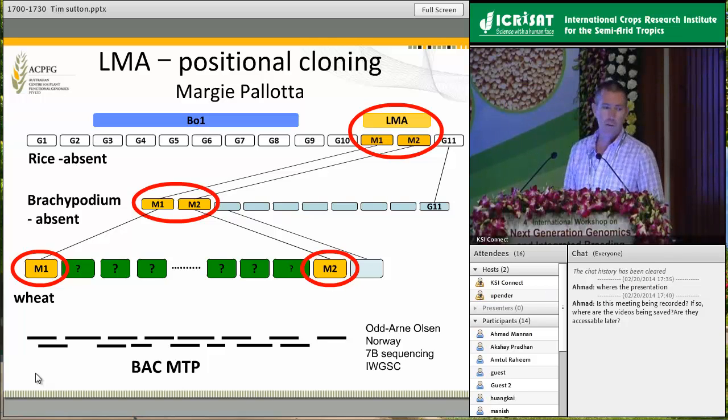So we're taking a positional cloning approach to try and clone the gene responsible for this LMA phenotype, and I won't go through the details here, but just so you follow the idea, we're currently looking at the genes in this interval, and we're using a minimum tiling path of BACs through collaboration with the Norwegian group, looking at sequencing of chromosome 7B through the Wheat Genome Sequencing Consortium.